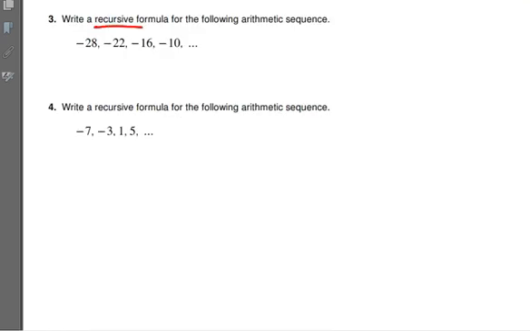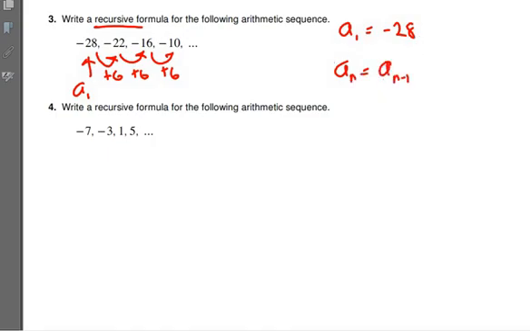Alright, so let's talk about a recursive formula for an arithmetic sequence. So here's our first term, negative 28, so that's a sub 1. If we look at what's going on here, it looks like we are adding 6, adding 6, adding 6, so pretty consistent there. Looks like common difference of 6. So to write the recursive formula, we'll write the first term, a sub 1, is equal to negative 28. And the nth term is equal to the n minus 1 term, so the previous guy, plus 6. And that's valid for all n values greater than or equal to 2.